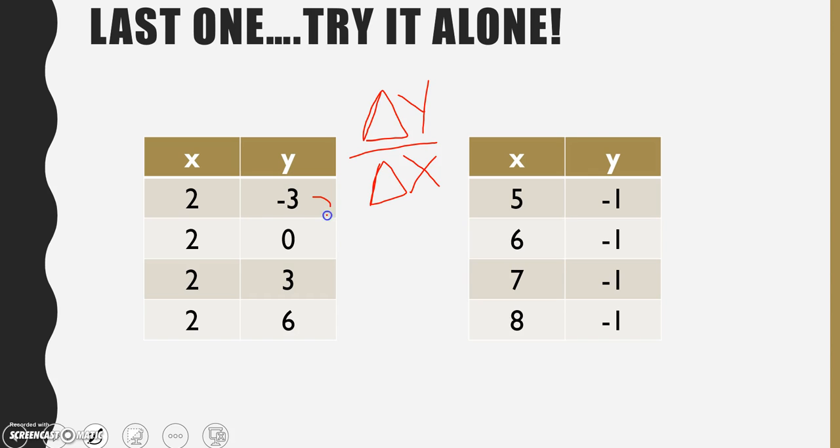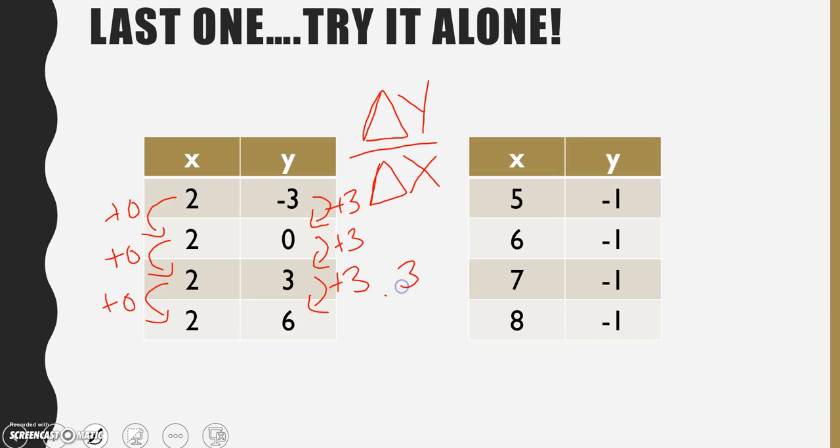Okay, so on the first one, we want to find our change in y. So if we look at our y values, we're looking for the difference in our y values, and we're adding 3 each time. All right, and our change in x, well, they're all 2, so they're never changing. So we're adding 0 each time. So our change in y divided by our change in x is 3 divided by 0.